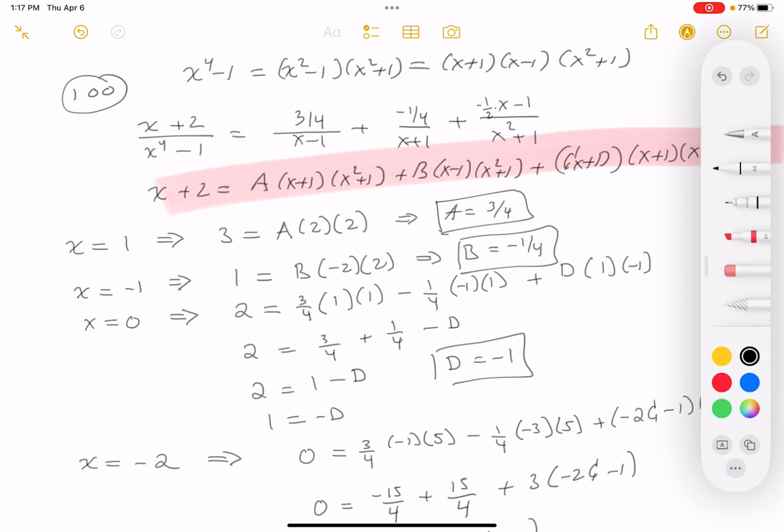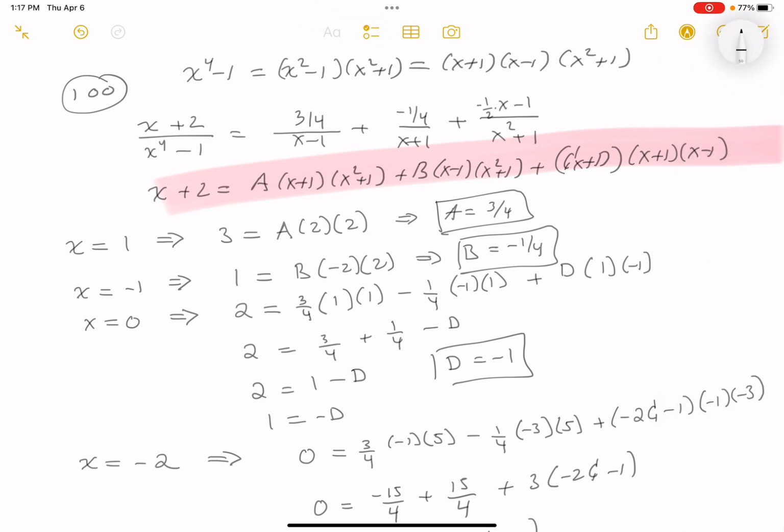To be honest with you, looking at it, looks a little strange to me. So I'm going to rewrite it a little bit differently. I'm going to write it as 3/4 times 1 over x minus 1. And then I'm going to write minus 1/4 times 1 over x plus 1. And then I'm going to do something that a lot of people say is really strange. Why do you do that? I just like the way it looks. Minus 1/2, I pulled that out. Oh boy, what do you get there? You get x plus 2, don't you? Again, minus 1/2 times x is minus 1/2, and minus 1/2 times 2 is minus 1, and that's over x squared plus 1.